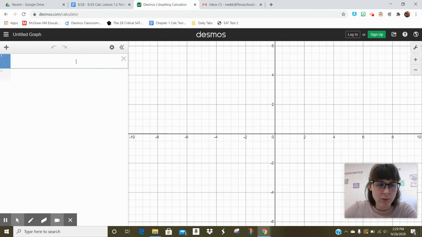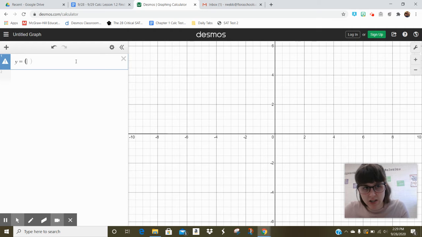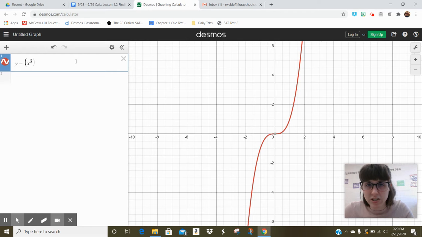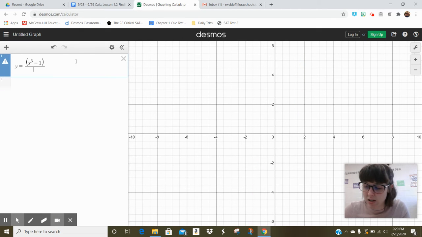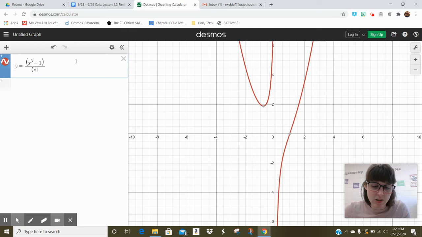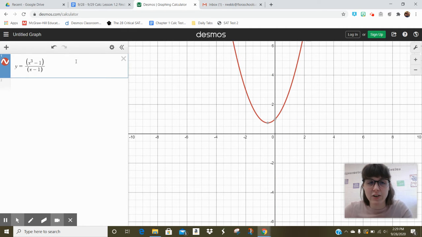First, we're going to click in the box and type the function. The function is y equals, I have to put parentheses, x to the third, and to make that exponent, you press shift and 6. Then to get out of it, you press the right arrow key, then minus 1. We're going to close the parentheses, and then divided by x minus 1. I've typed on your notes page exactly how to type this in. Then we're going to press enter. So it has graphed it for you.